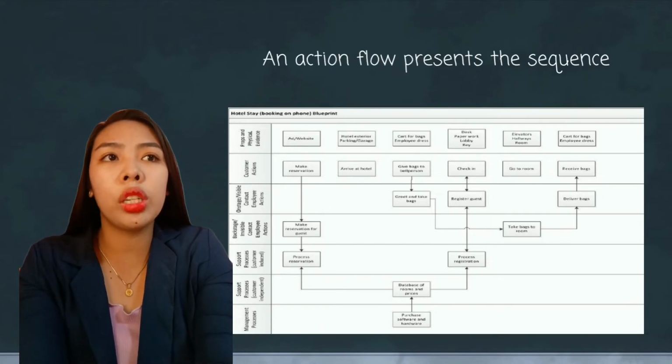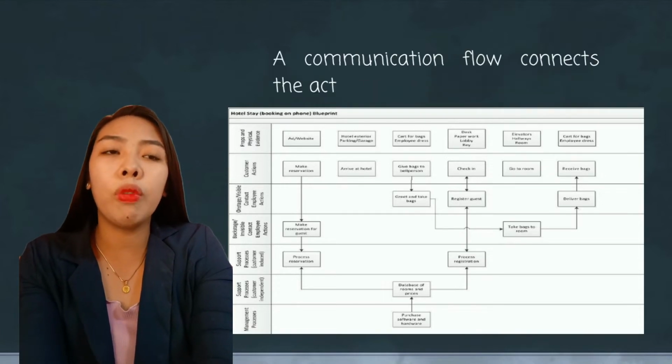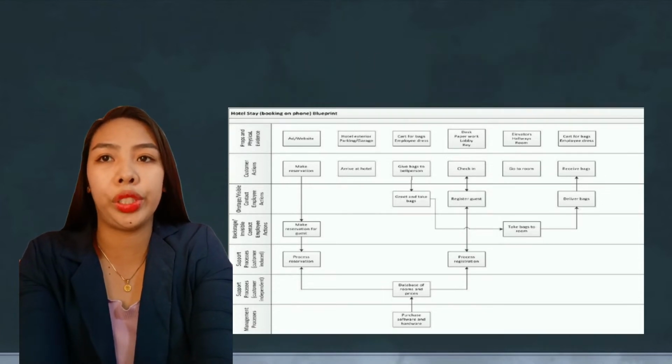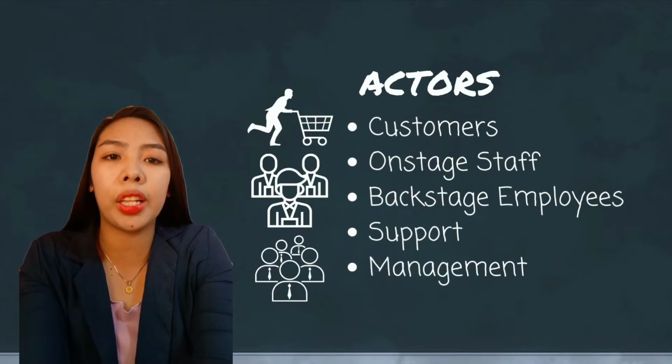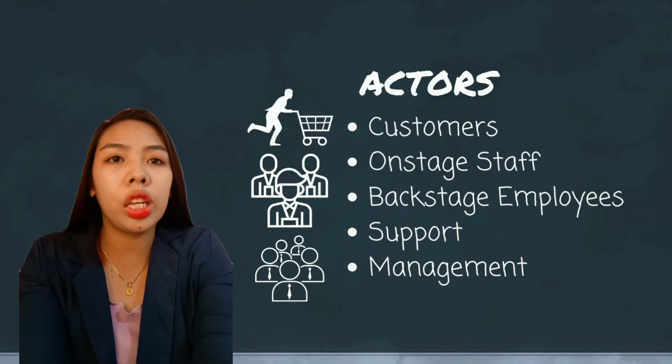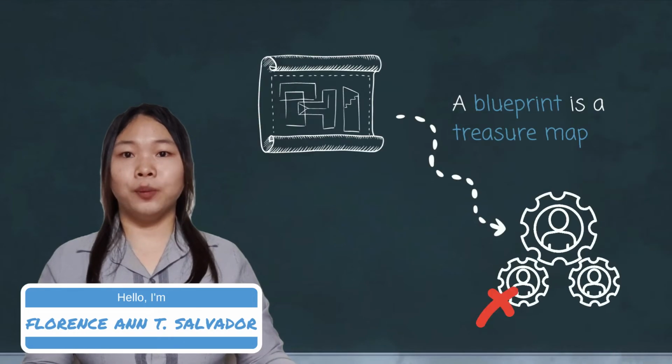As seen in a hotel stay example, boxes represent actions and tangible evidence in a service plan. Action flows represent the sequence of actions performed by the actor. Communication flow connects the actions of different actors. In a service blueprint, the areas of action reflect distinct participants such as customers, on-stage staff, backstage employees, support, and management, who are the actors.